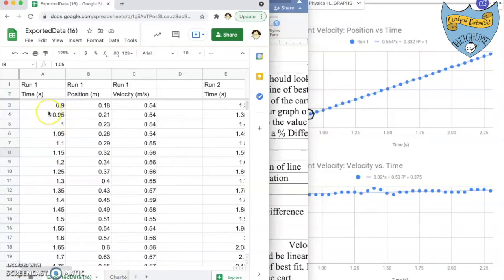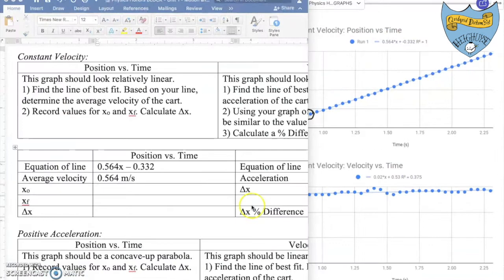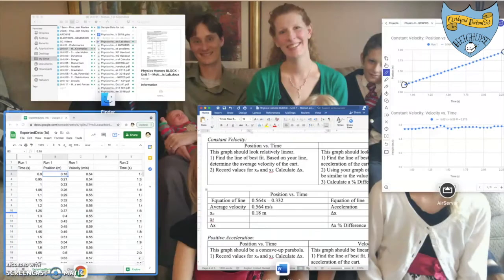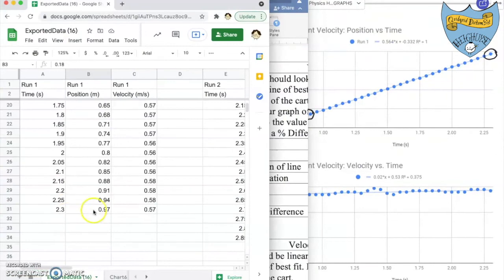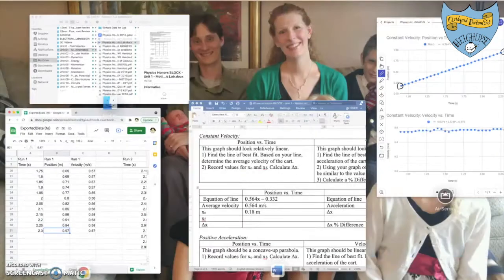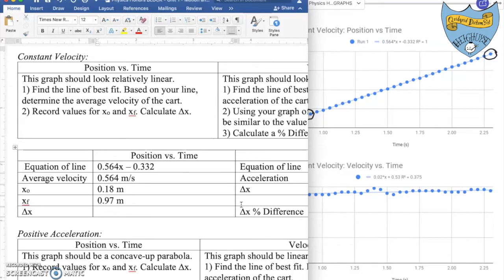So here I am back at the data table. It looks like that first data point, its value for the position, is 0.18. Awesome. So I will write that down: 0.18 meters is my initial position. My final position, way over here, again, I can look in my data table to get exactly the number, is 0.97. And now to get the displacement, that's change in position. That's going to be the difference between those two values. So subtract them and you get 0.79 meters.